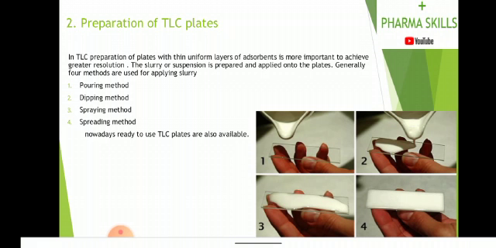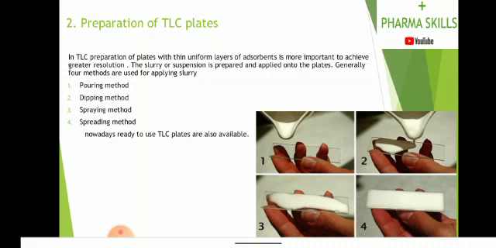Second one is preparation of TLC plates. This picture is showing the method of how we are preparing. So we prepare the plates with thin uniform layers. Thin layer is important, and the preparation is most important because the separation depends on it. If we do not prepare the plates properly, we will not be able to get the components properly. So it is important to achieve greater resolution.